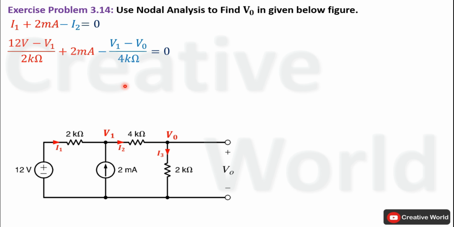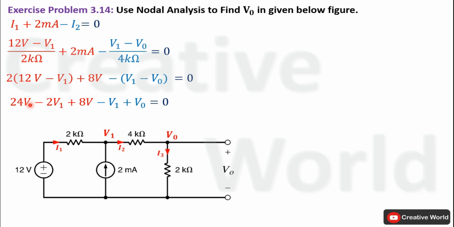Now in order to omit all denominator values, we will multiply this equation on both sides with 4 kilo ohm. Product of 4 kilo ohm and 2 kilo ohm in denominator will cancel out with each other, only 2 will be left, and that 2 will multiply with 12 volt minus V1. Here product of 2 mA and 4 kilo ohm will result 8 volt. Here product of 4 kilo ohm and 4 kilo ohm in denominator will cancel out with each other, only V1 minus V0 will be left. Open these brackets.